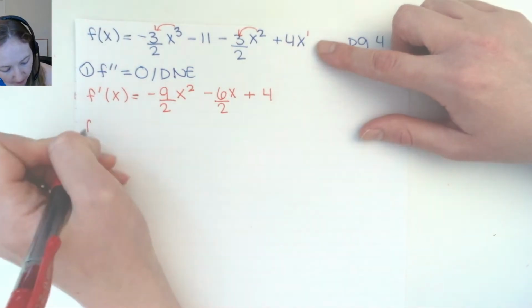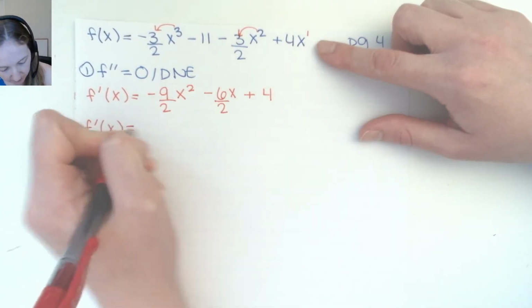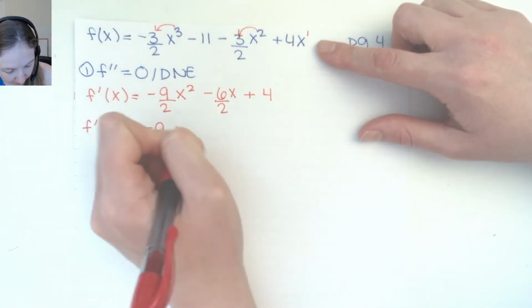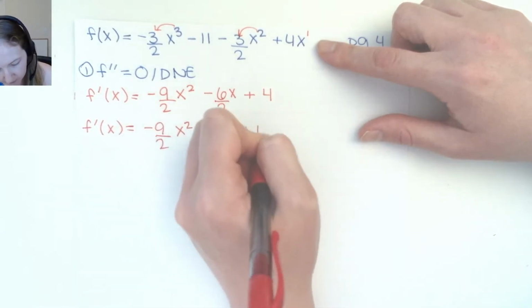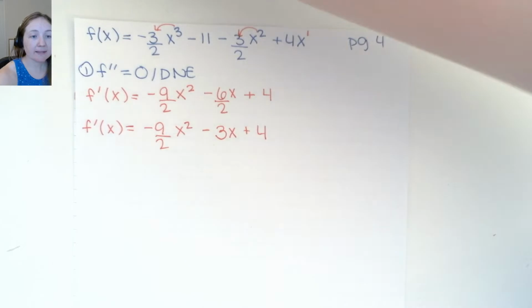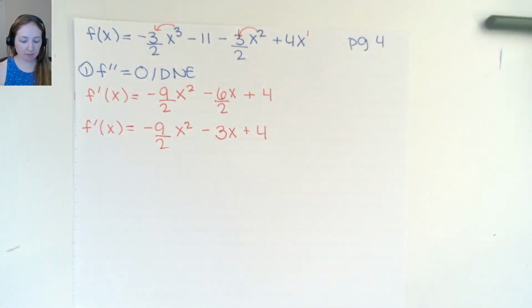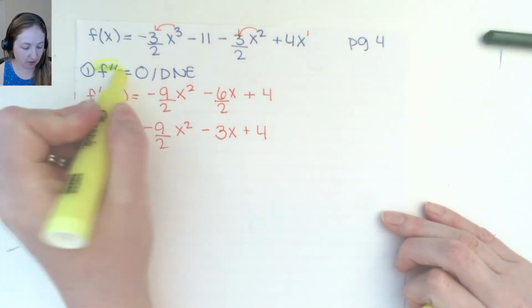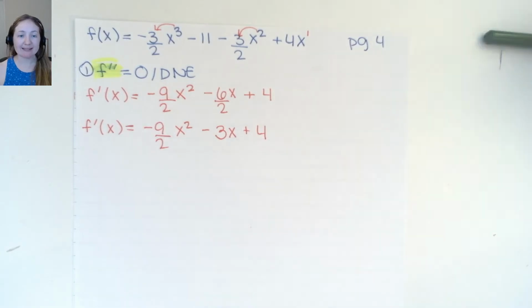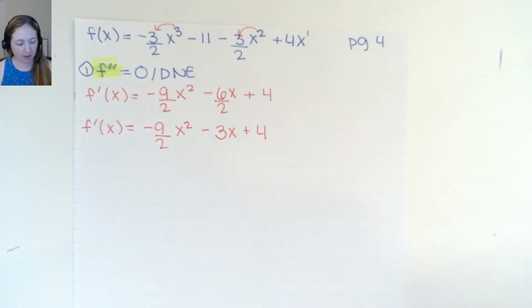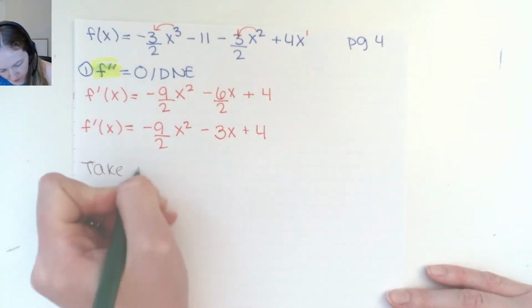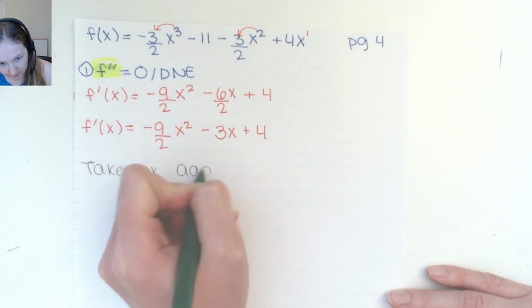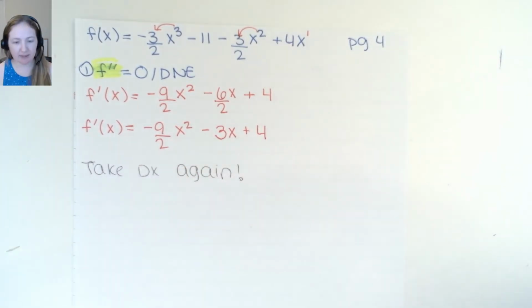Now, before going further, I would simplify this. I would say it's negative 9/2 x squared minus 3x plus 4. That is simply my first derivative. Remember, for concavity, I am interested in the second derivative, so I do not set this equal to 0. I keep going and I take the derivative again to get my second derivative.